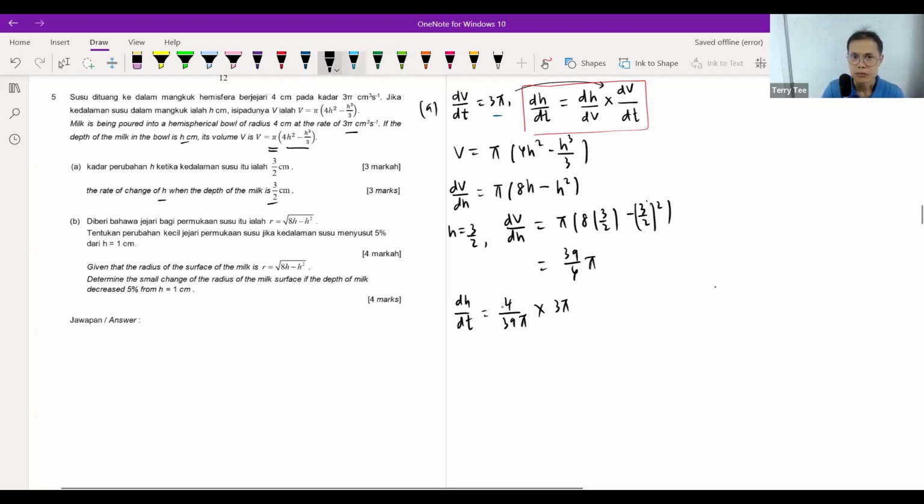We can cancel them, right? π and π can cancel. 39 divided by 3 is 13. So your answer is 4 over 13. The unit you actually don't have to write, but if you want to write it is cm per second, because all the measurements you can see here are in cm and seconds. Okay, all right. Now moving on to part B.